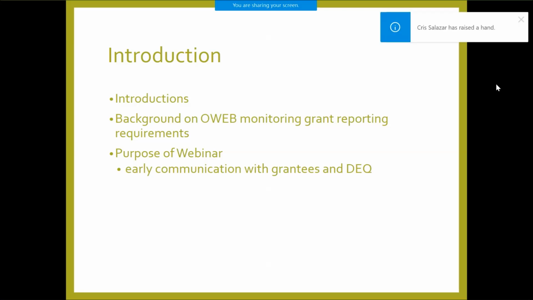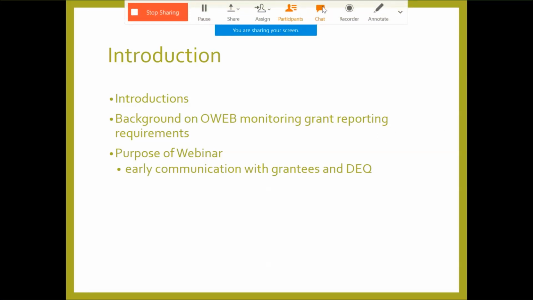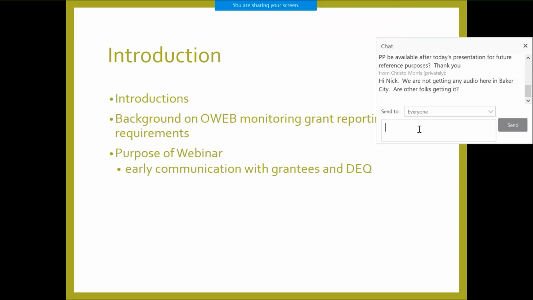Okay, thanks, Nick. So thanks again for everybody for joining, and I look forward to covering a lot of material today to help you better administer your OWEB monitoring grant that has a component of water quality monitoring. I wanted to give a little background introducing this topic, where there are a variety of monitoring grant reporting requirements in your grant agreement, usually found in Exhibit B and Exhibit C. You should be very familiar with what those are when you receive that grant agreement, to review it before you sign it.